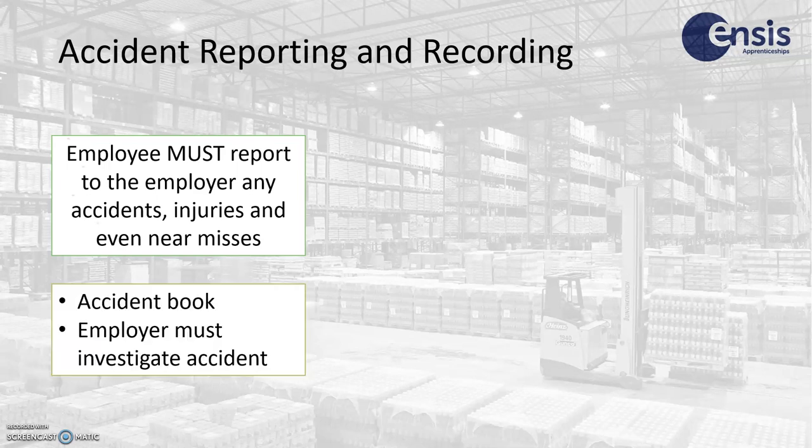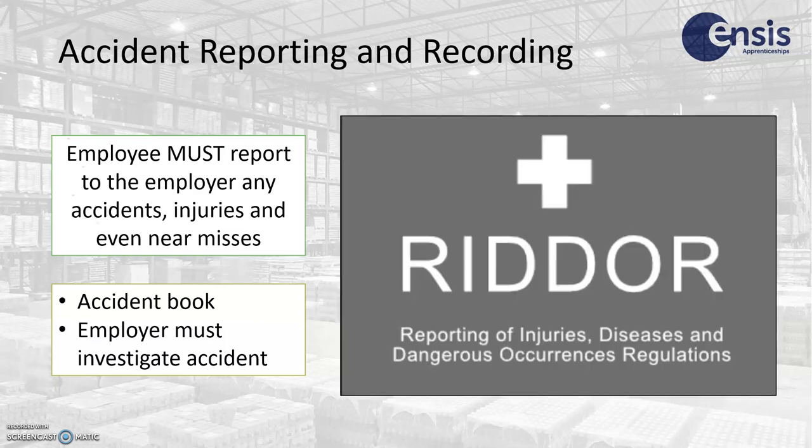Every workplace must have an accident book. An employer must investigate any accident that has been recorded in that book. This could lead to a change in the risk assessments, a change in training, or a change in working practices to stop that happening again.